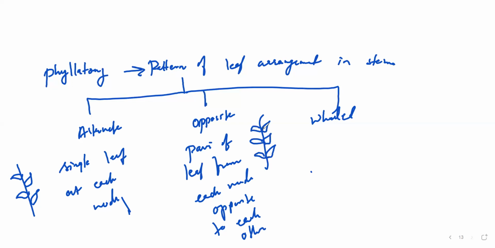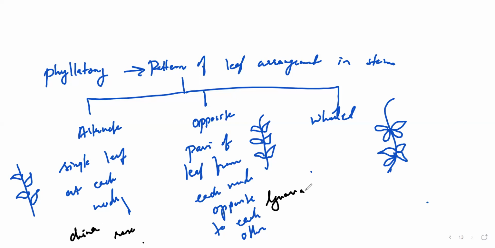This is opposite. And whorled means what? Simply, leaves you will find like this. Whorled means leaves will be present surrounding the entire stem. So in alternate, you can take the example of China rose. In opposite, guava. And here you can take sunflower. So these are all the arrangements of the leaf pattern in a stem.